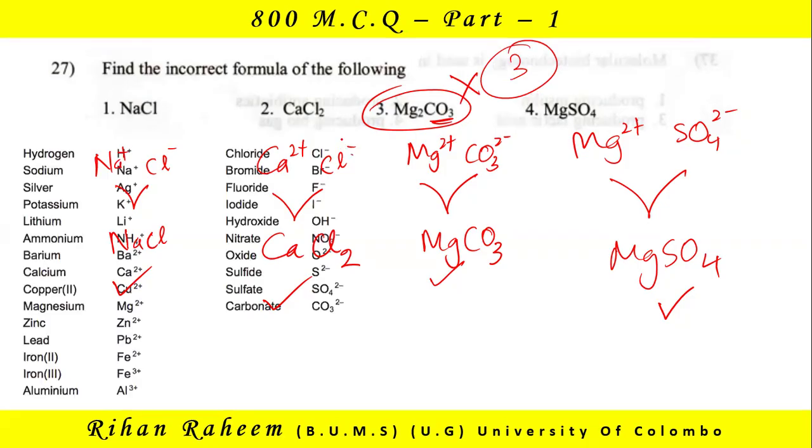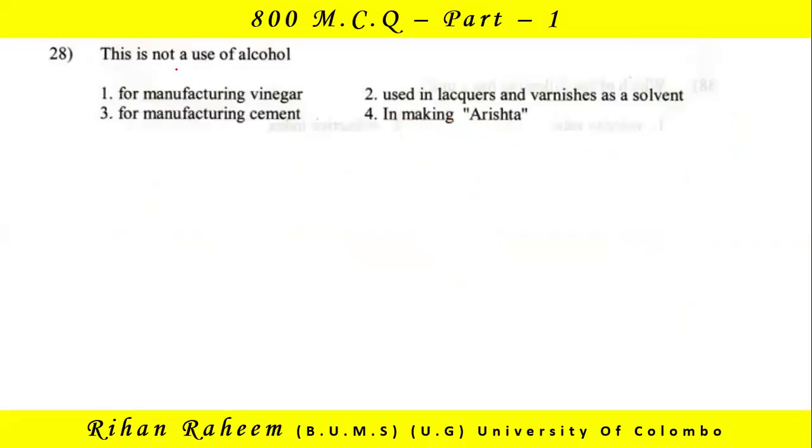Question number 28. This is not a use of alcohol. Manufacturing vinegar. Vinegar and alcohol have a connection. You can produce vinegar from alcohol by fermentation. Used in lacquers and varnish as a solvent. Alcohol can be mixed, no? Thinners and all. It's not a type of alcohol, but the chemical composition of alcohol and these thinners are almost similar.